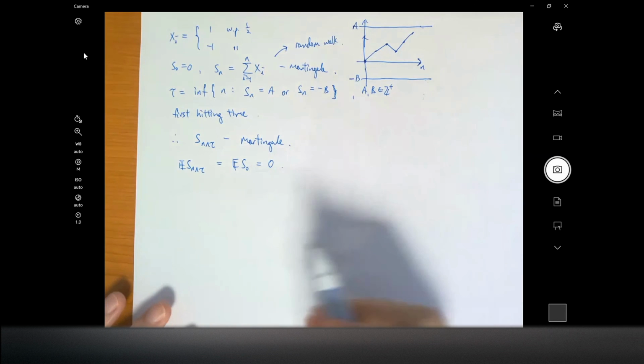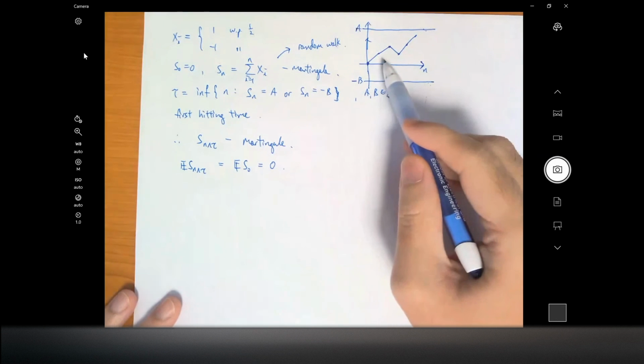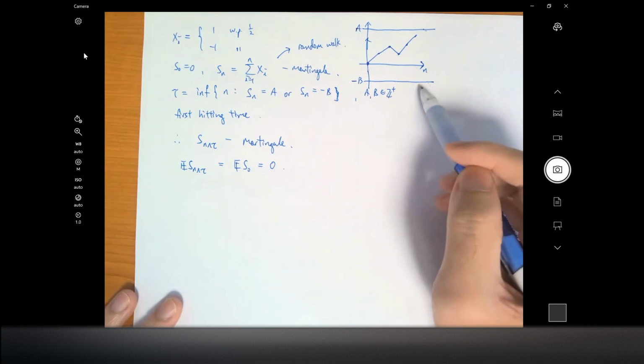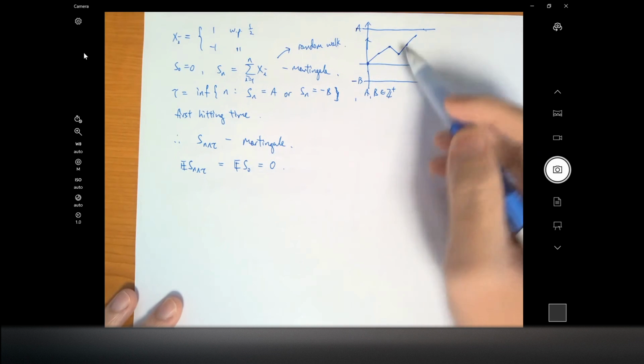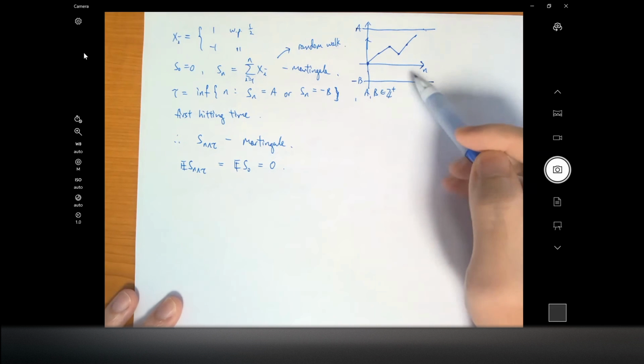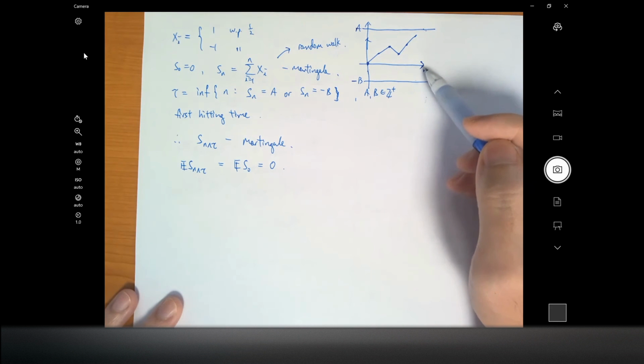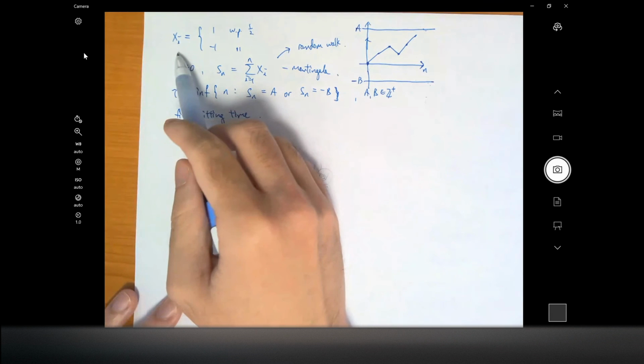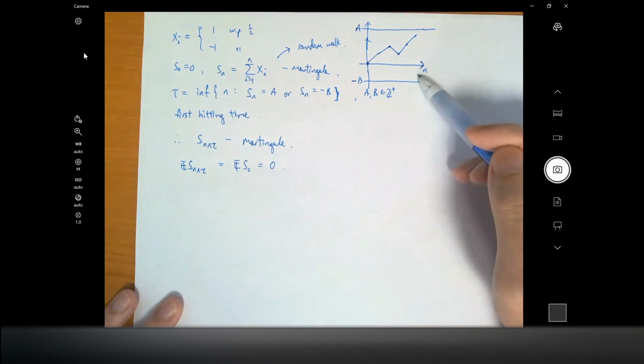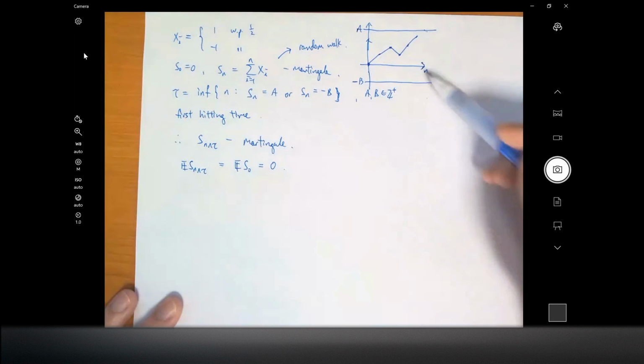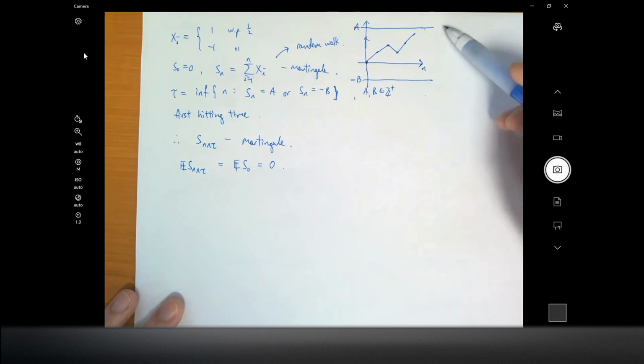We observe that if my Sn, this process, has not hit minus B yet, so I'm still somewhere in between, then if I take a sequence of, let's say, the next A plus B time steps, where all the Xi's are equal to one, then no matter where you are, as long as you haven't hit minus B yet, if I take another sequence of A plus B ones, this Sn will definitely hit the upper boundary A.